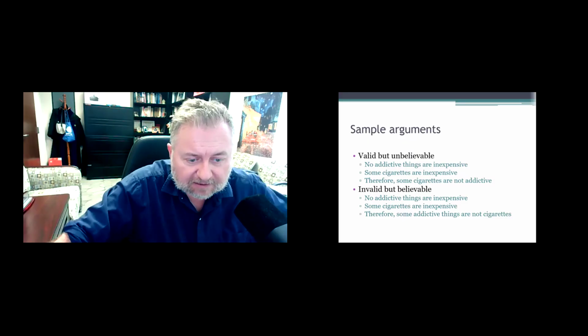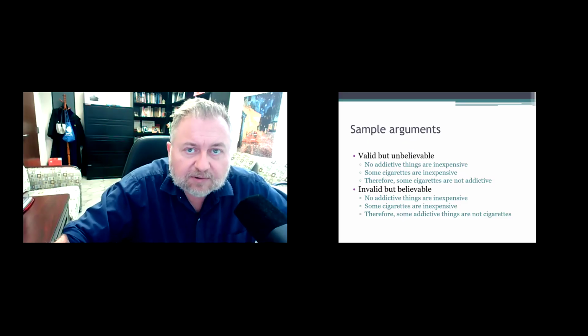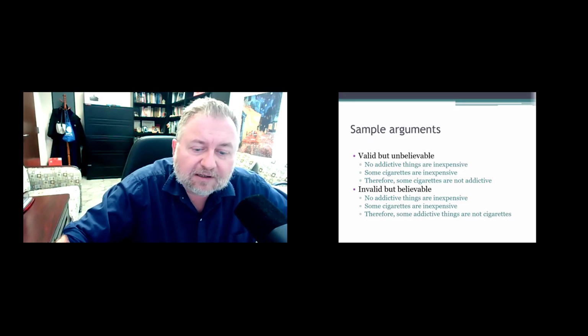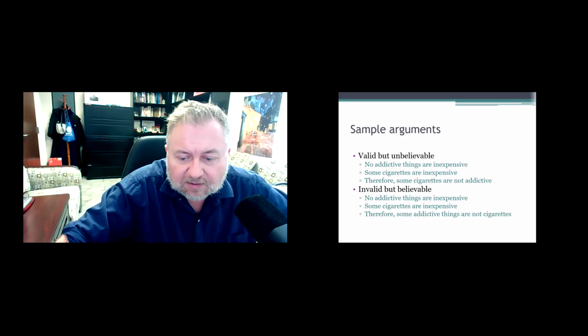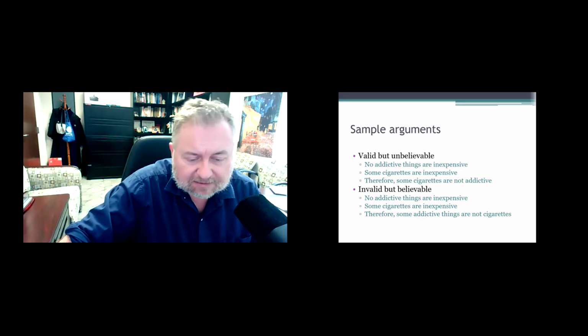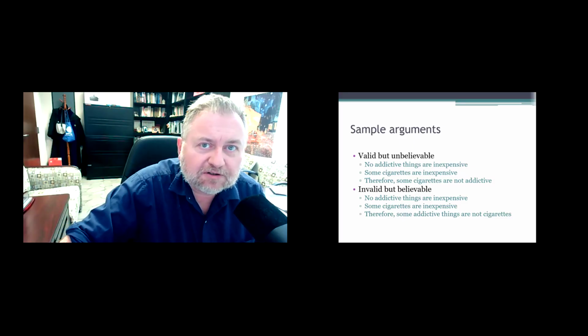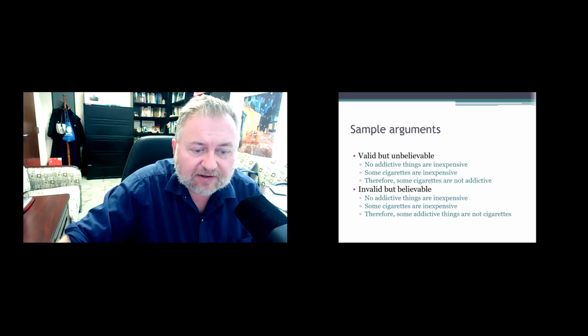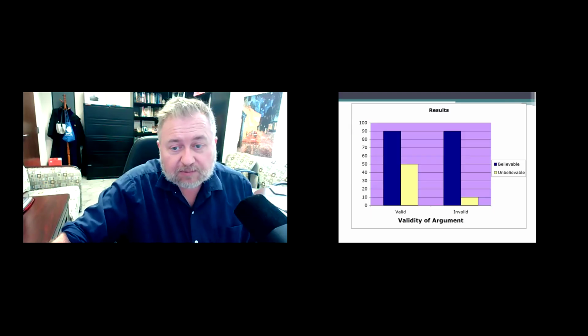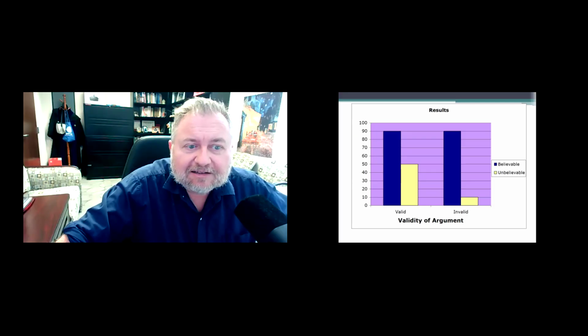So let's go back to the other case here. Invalid but believable. No addictive things are inexpensive. Some cigarettes are inexpensive. So what are we doing? We are affirming the consequent. Therefore, some addictive things are not cigarettes. That sounds like a believable conclusion, right? But because we have affirmed the consequent, this is not a valid argument. But do people judge it to be valid? Yeah, 90% judge it to be valid.